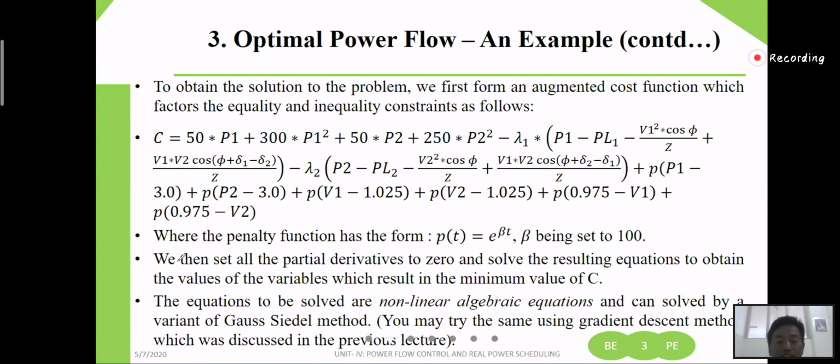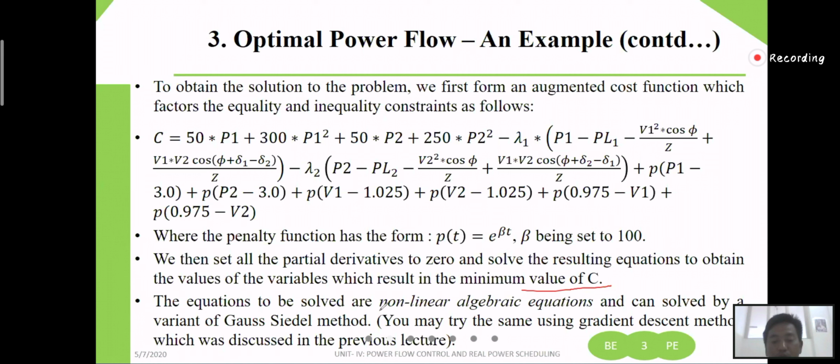Okay, so that's why I have written that we then set all partial derivatives to 0 and solve the resulting equations to obtain the values of the variables which result in the minimum value of C. Are you remembering that? Okay, so we have done that, and then this equation can be solved.